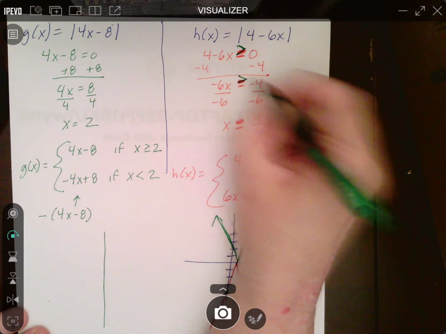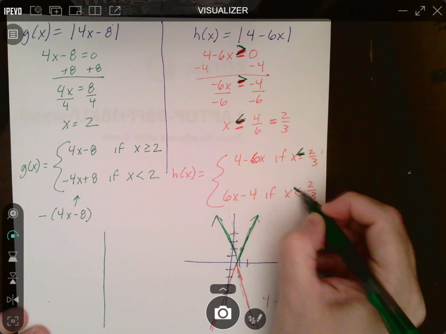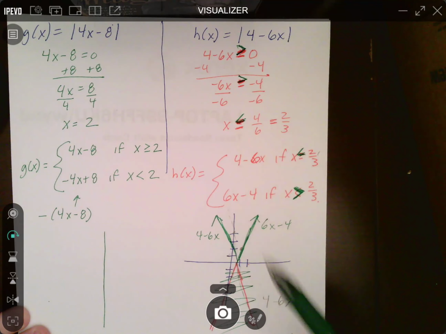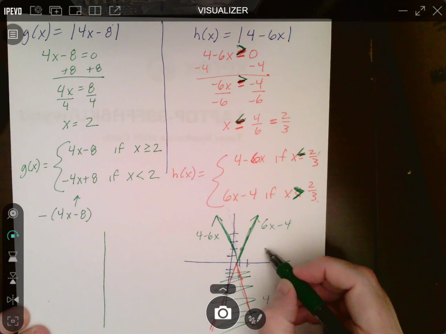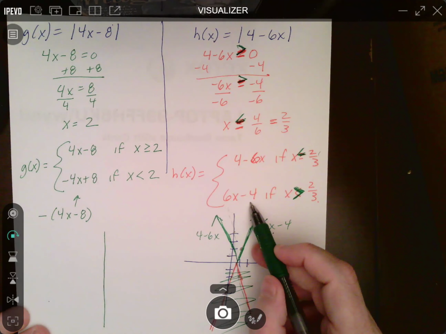So I'm going to go back in here and fix that. So this should be less than or equal to 2/3, and this should be greater than 2/3. Okay? It's not down here. This is the 6x minus 4 part. This is the 4 minus 6x part. h of x is definitely positive because of the absolute value, so it should be opening up. And if I plug in x equals 2, I need to be on the 6x minus 4 line. So that's the right inequality.